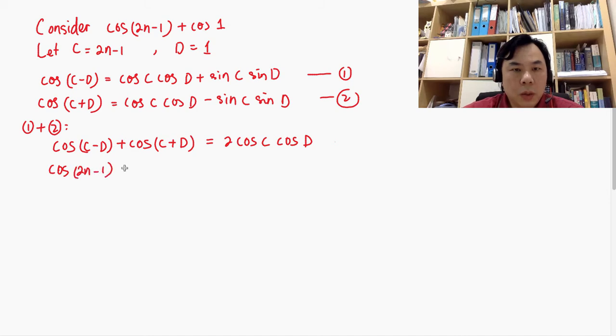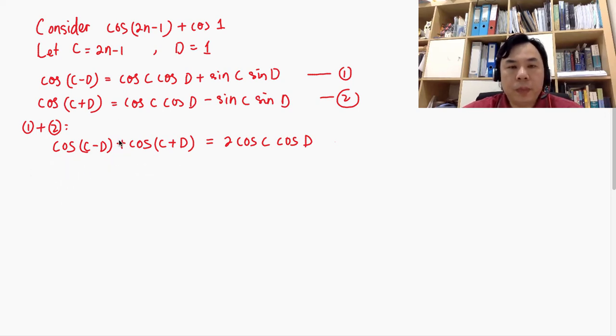Cos 2n minus 1 plus cos 1 can be written as, if you want to write in this format here, for instance, you can see that your c is actually indirectly like 2n, and then your d is actually a 1 here. If you actually do that, then this one would not really tally. So one way to go about this is, okay, yeah, I think we do it this way. It'll be much easier here.